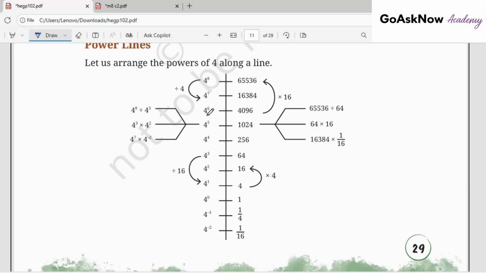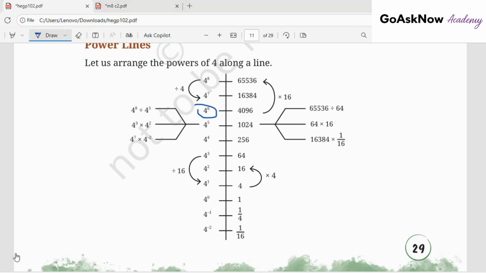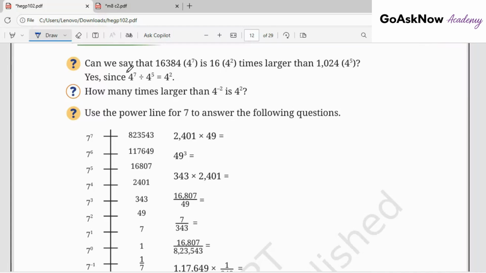This is the value. We can write 4 power 6 is equal to 4 power 8 divided by 4 power 2, or 4 power 3 into 4 power 3, which also gives the same value of 4 power 6. Can we say that 16,384, which is 4 power 7, is 4 power 2 times larger than 1024, which is 4 power 5? Yes, since 4 power 7 divided by 4 power 5 is equal to 4 power 2.